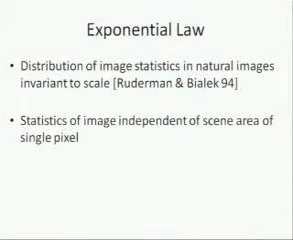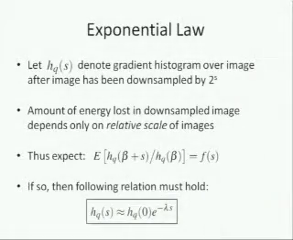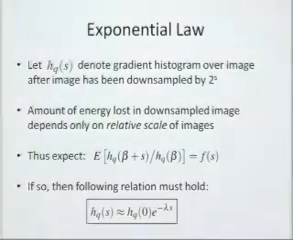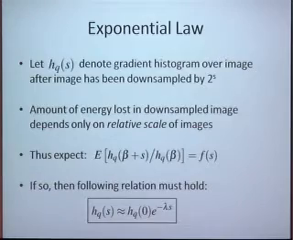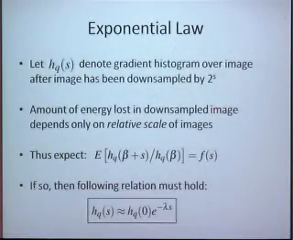This goes back to what I was talking about, this fractal nature of images. Back in the 90s, people did a bunch of work that took an ensemble of images at different scales, and they found that the statistics of those images were invariant to the scale at which they were taken. And this is what I was saying at the beginning. In fact, that's not exactly true. The precise statement here is, let h_s just denote the gradient histogram over an image after it's been downsampled by a factor of 2 to the s. That's just what we were looking at. So the precise statement here is the amount of energy lost in the downsampled image only depends on the relative scale of the pair of images and not the absolute scale.